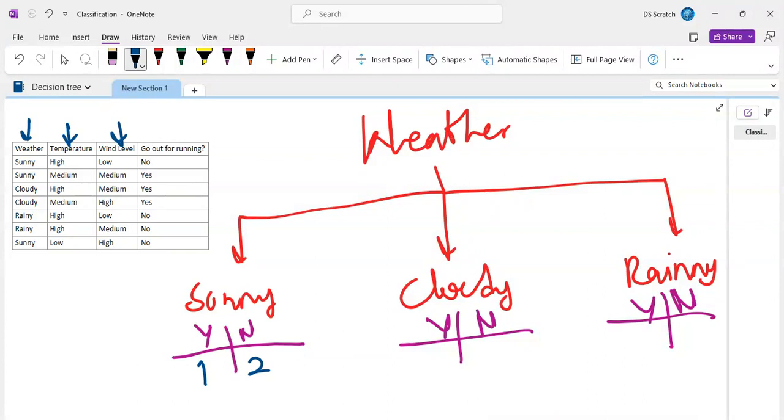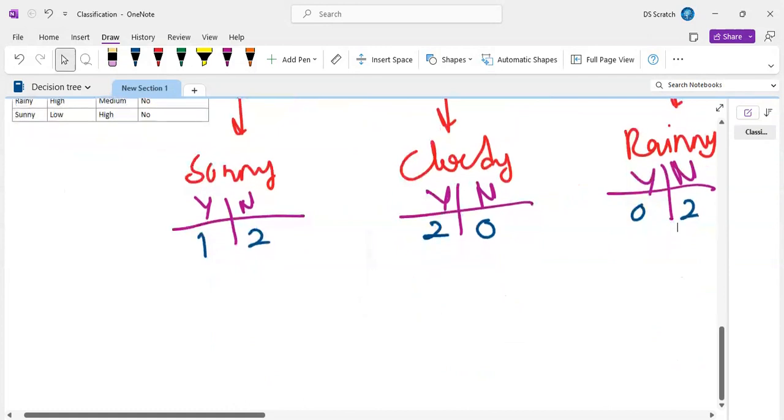If it's cloudy, two people will go out, and zero won't go out. Okay, so everyone will go out in cloudy weather. For rainy weather, if it is rainy, no one will go out. Zero, and we have two people who won't go out. Now we have the count for sunny, for cloudy, and for the rainy.